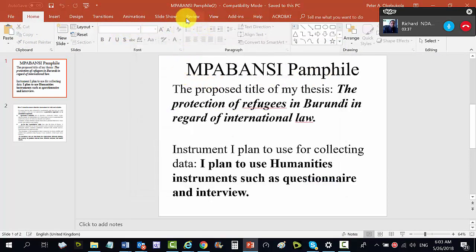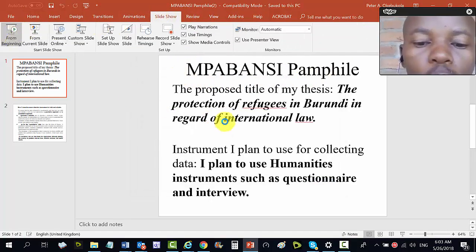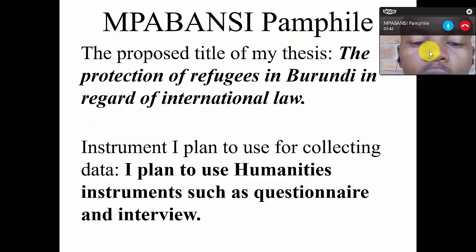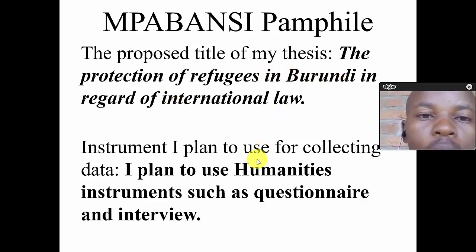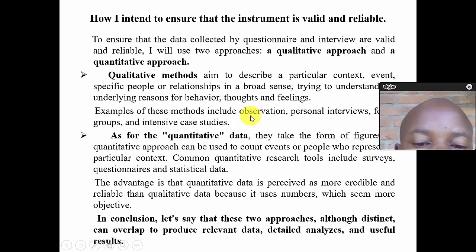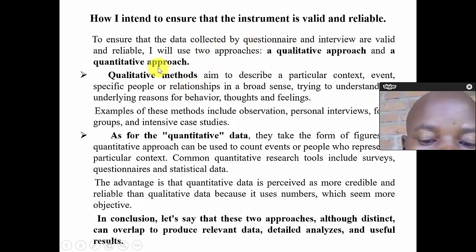My name is Pamphile Mawansi. The proposed title of my thesis is The Protection of Refugees in Regard of International Law. I plan to use humanities instruments such as questionnaire and interview. How I intend to ensure that the instrument is valid and reliable: to ensure that the data collected by questionnaire and interview are valid and reliable, I will use two approaches, a qualitative approach and a quantitative approach.